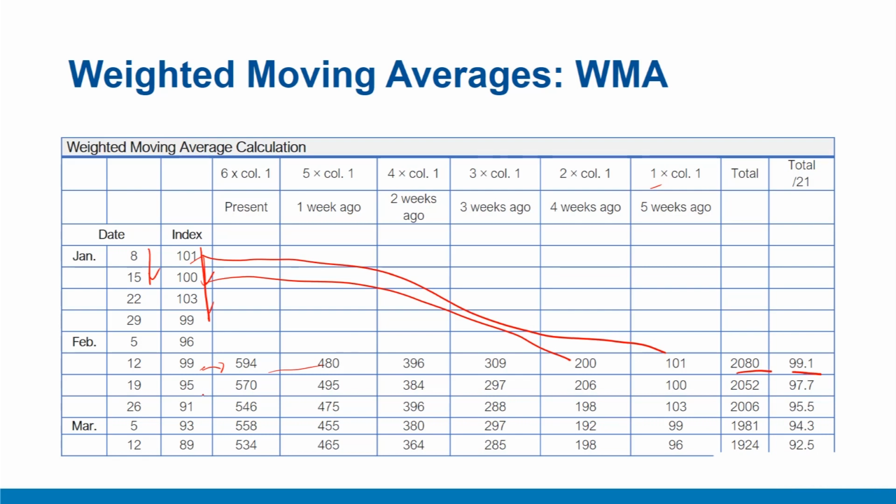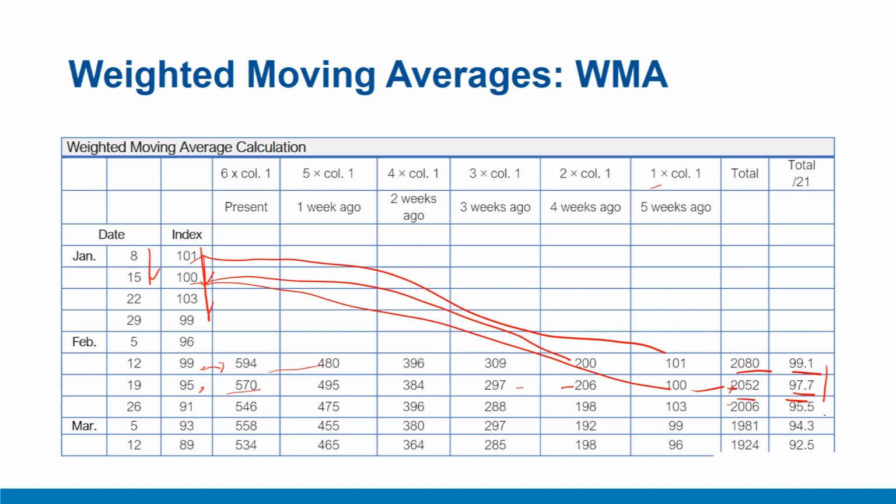Now when we shift by one period, 95 is the most recent observation, so 95 is given a weight of 6, and 100, which is the sixth observation or the last observation, is given a weight of 1. So 100 into 1, then 103 into 2, 99 into 3, and so on up till 95 into 6. All these are summed up to 2052 and divided by 21 to get this observation.